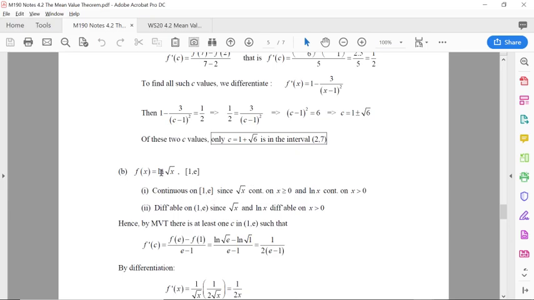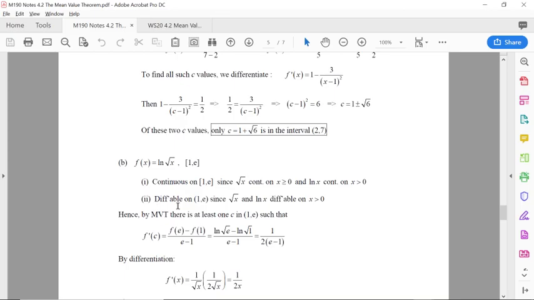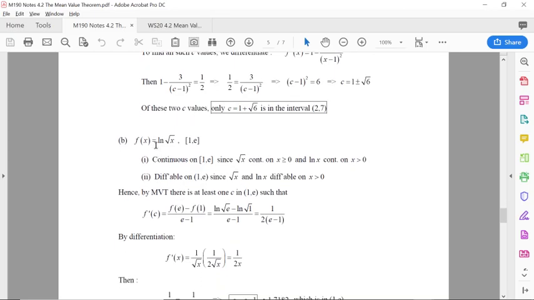Differentiable. The natural log function is differentiable within its domain. All logarithmic functions are differentiable within their domains. And the square root function is differentiable except at its endpoint. So therefore, this function is going to be differentiable for all values of x that are greater than 0. So the mean value theorem therefore applies. That is, f prime of c for some value of c in this open interval from 1 to e must be equal to f of e minus f of 1 over e minus 1.